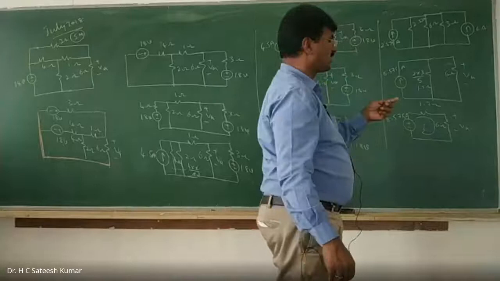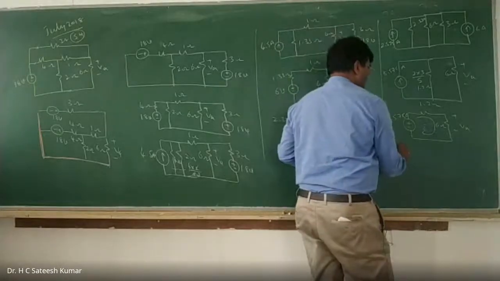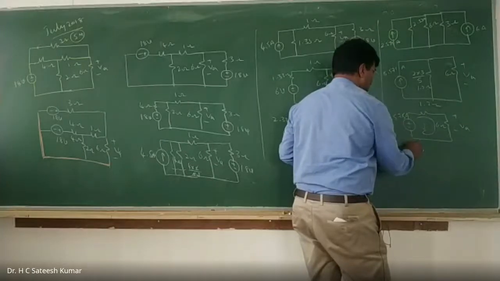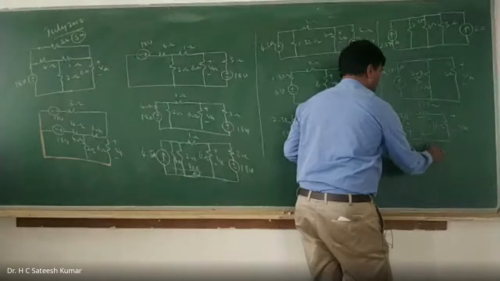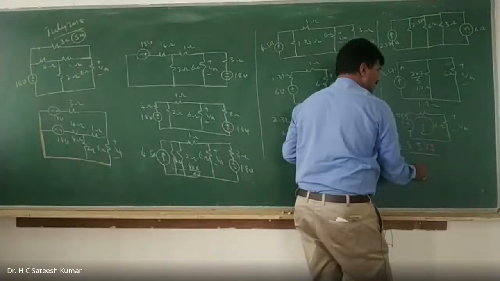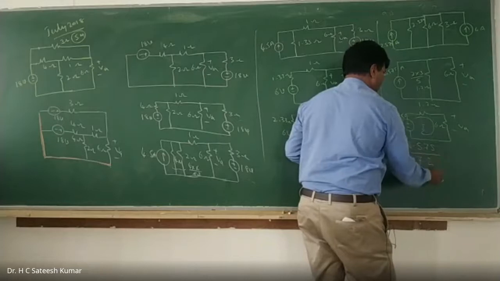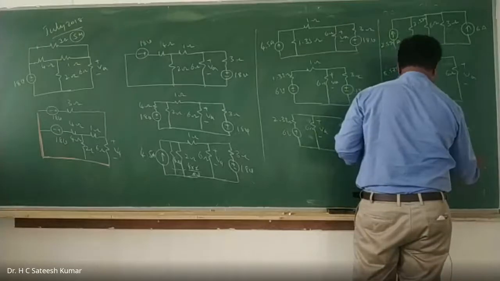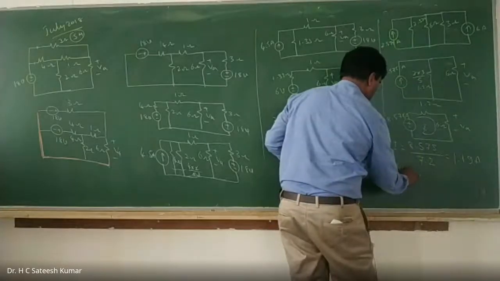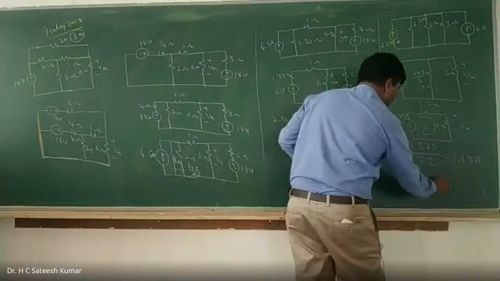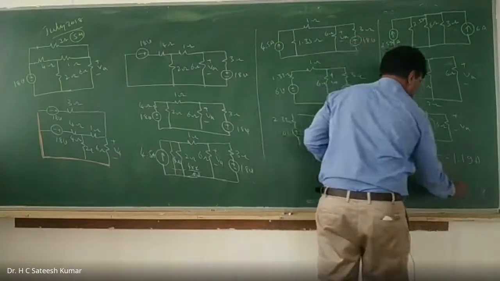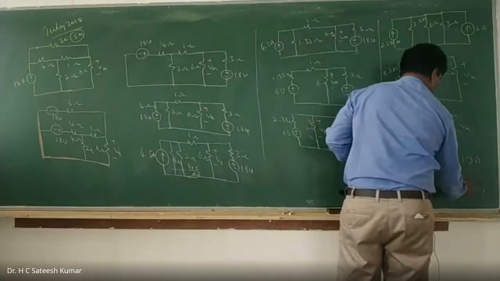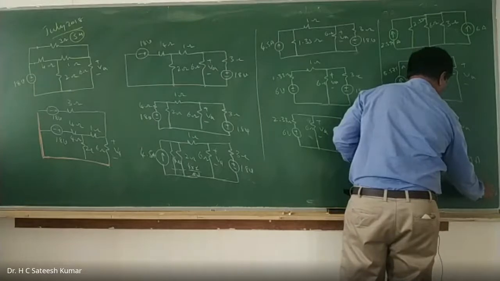KVL you apply, then you can find out the voltage. So what is that? We can write I is equal to, if you don't want direction, directly we can write V by R. V is 8.575 divided by total resistance, which is 6 plus 1.2, 7.2, 1.19 amps. Therefore VA is equal to 6 into 1.19. V is equal to I into R. How much is that? 6 into 1.19, 7.145 volts is the answer.